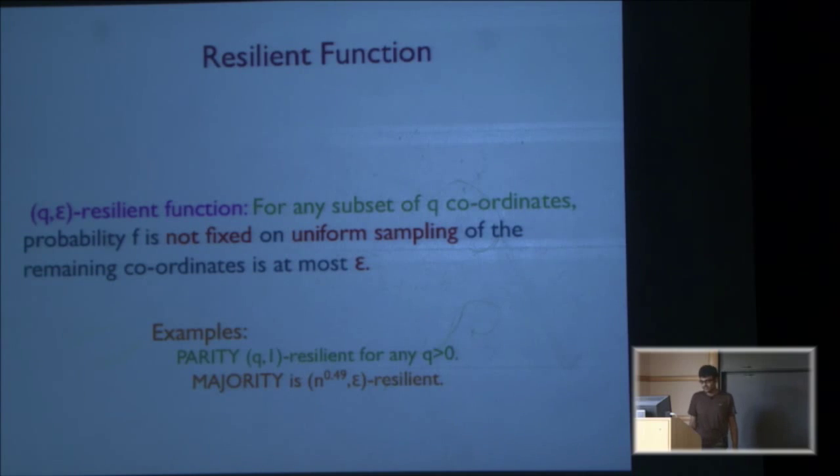So for example, parity is q comma 1 resilient. What this means is that even if you choose just one coordinate and uniformly sample the other coordinates, this coordinate can still influence the function.